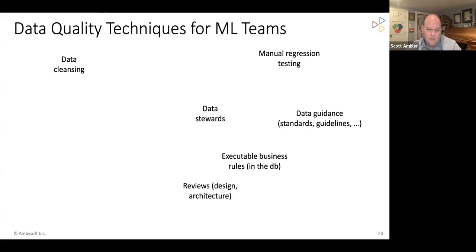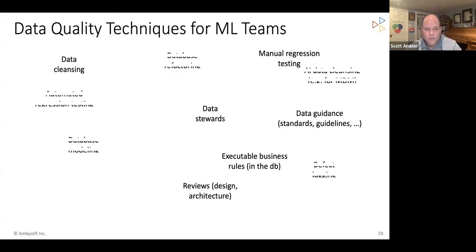But anyways, there's choices. So here's a few others. You can do AI data cleansing. So instead of having people doing the data cleansing, you could have AIs. There's AI tools now, fairly good to do this sort of stuff. Database refactoring: fix the data at the source. That's the real solution, by the way. Stop putting band-aids on all your data quality problems.